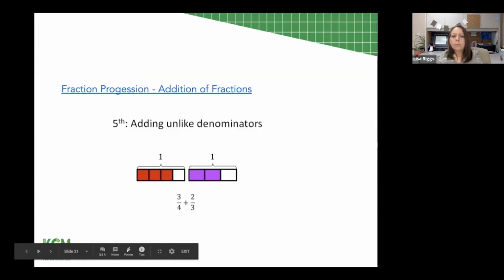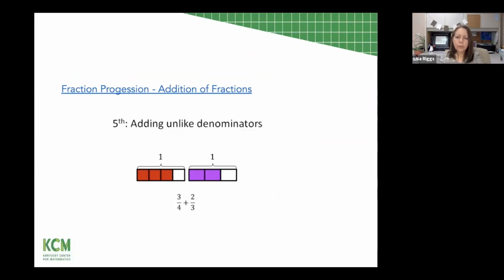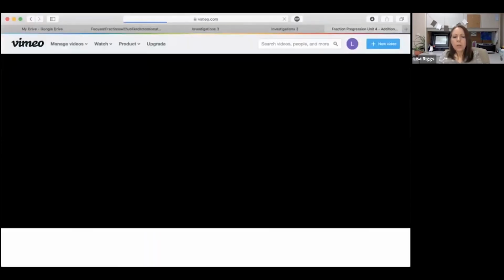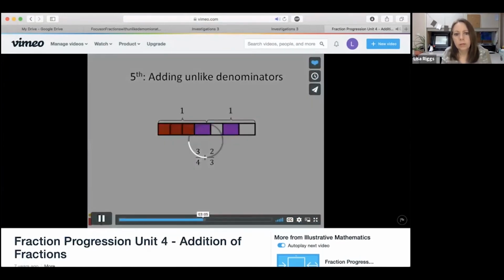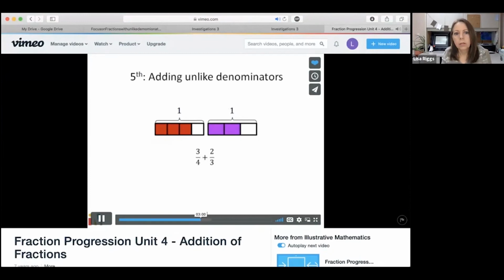Okay. There is a nice little fraction progression from Illustrative Mathematics that we're going to take a moment to watch. I'm just going to be looking at the portion that is adding unlike denominators. So I'm just going to try to click through here. And if you wanted to go back and watch this whole thing, it would probably be well worth your time. However, I'm just going to move it to the section I want to see that addresses unlike denominators.